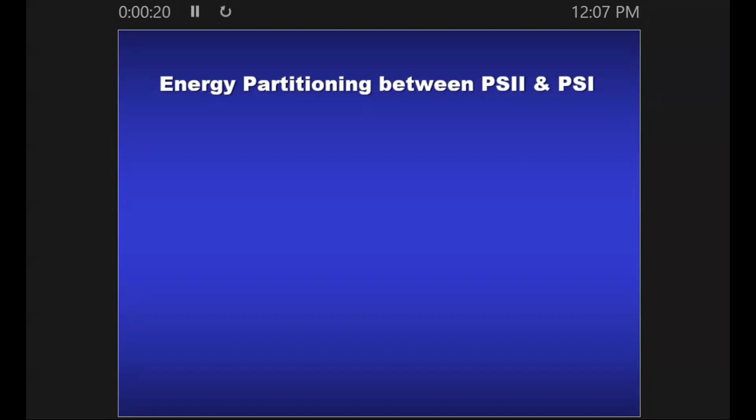So here we're looking at this idea that when you look at the light reactions and you look at the two photosystems, they're both absorbing light energy.